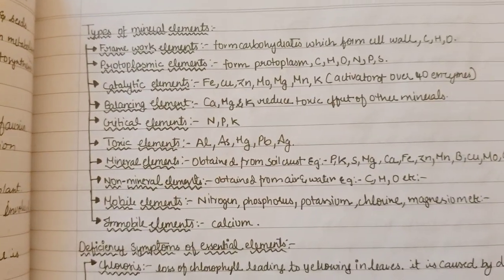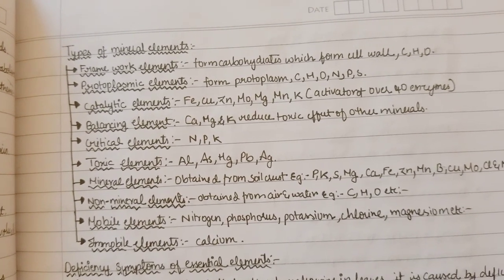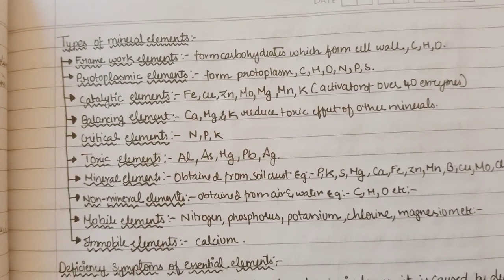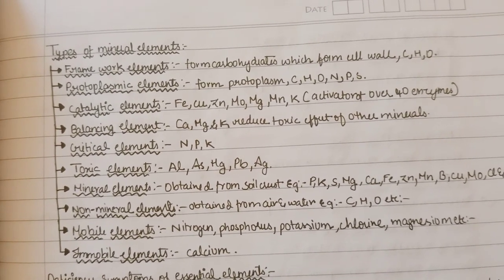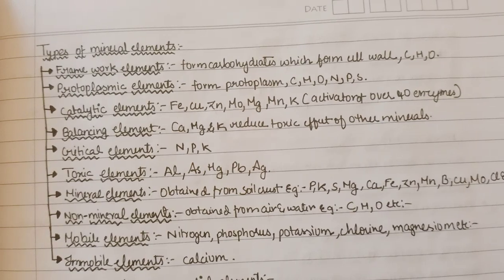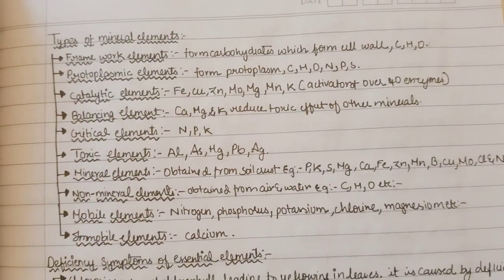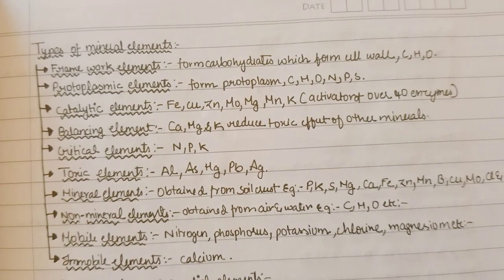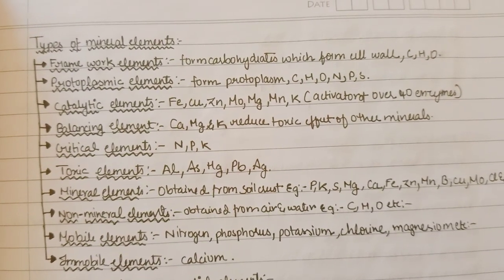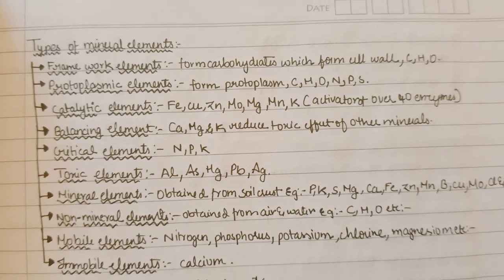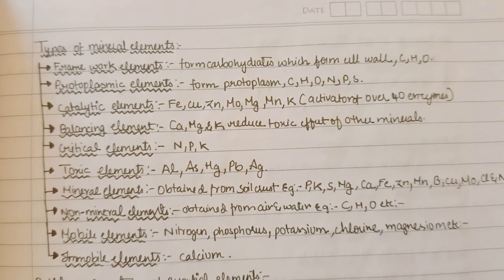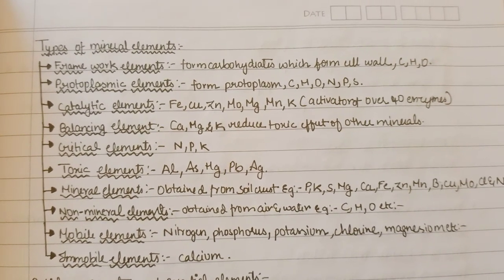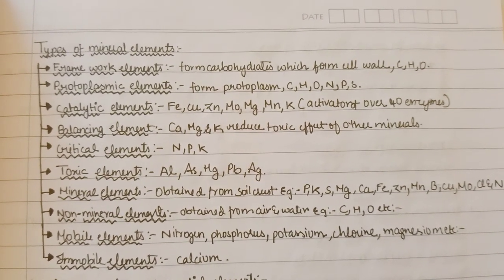Here we can see various types. First is framework elements, which form carbohydrates, which form cell wall, C, H, O, etc. Then protoplasmic elements form protoplasm: carbon, hydrogen, oxygen, nitrogen, phosphorus, sulfur. Then catalytic elements: iron, copper, zinc, molybdenum, magnesium, manganese, potassium, activator of over 40 enzymes. Then balancing elements: calcium, magnesium, potassium, reduce toxic effect of other minerals.